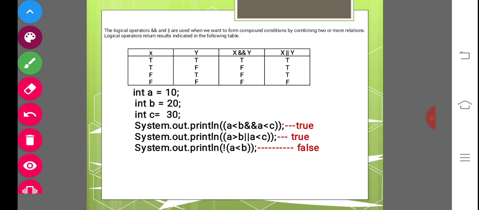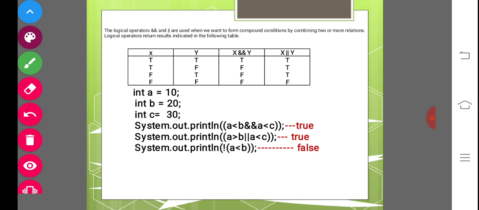Now in this example, a equal to 10, b 20, c 30. In the first line, I write that if a is less than b AND operator a is less than c. According to this example, a is 10, which is less than 20, and 10 is less than 30. Both the conditions are true, so the answer is true.